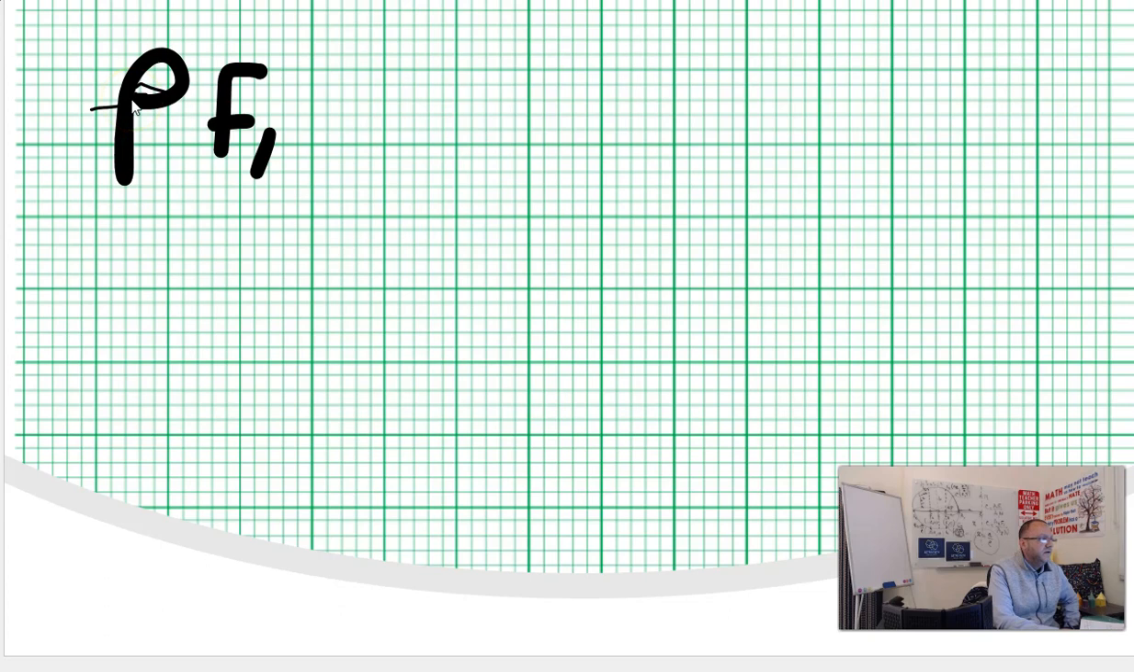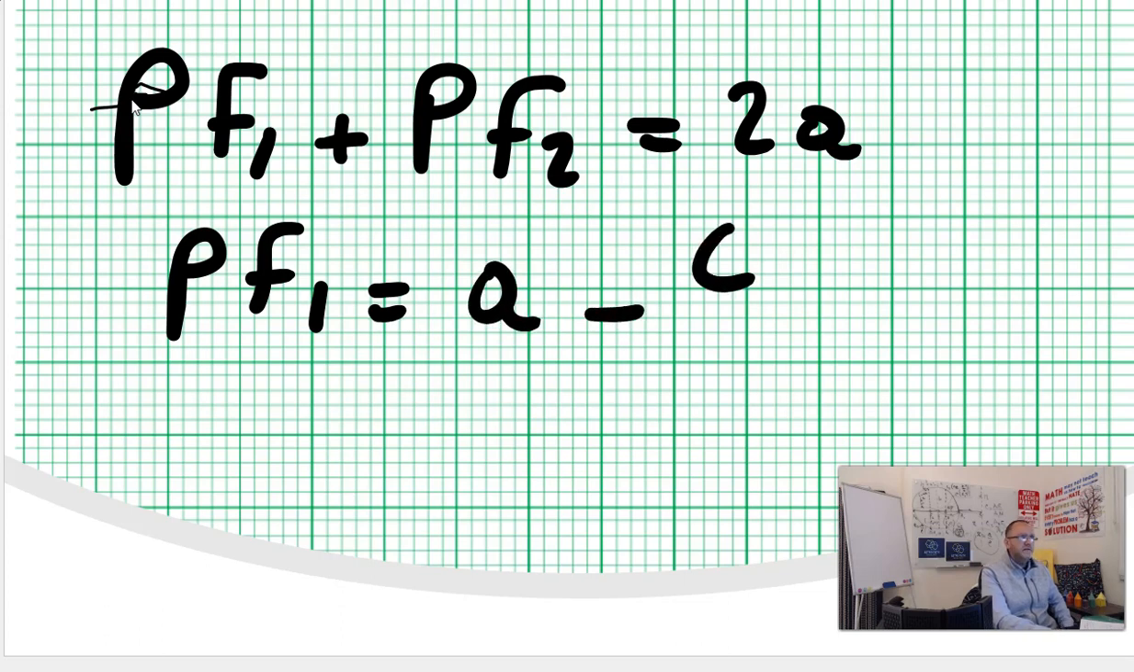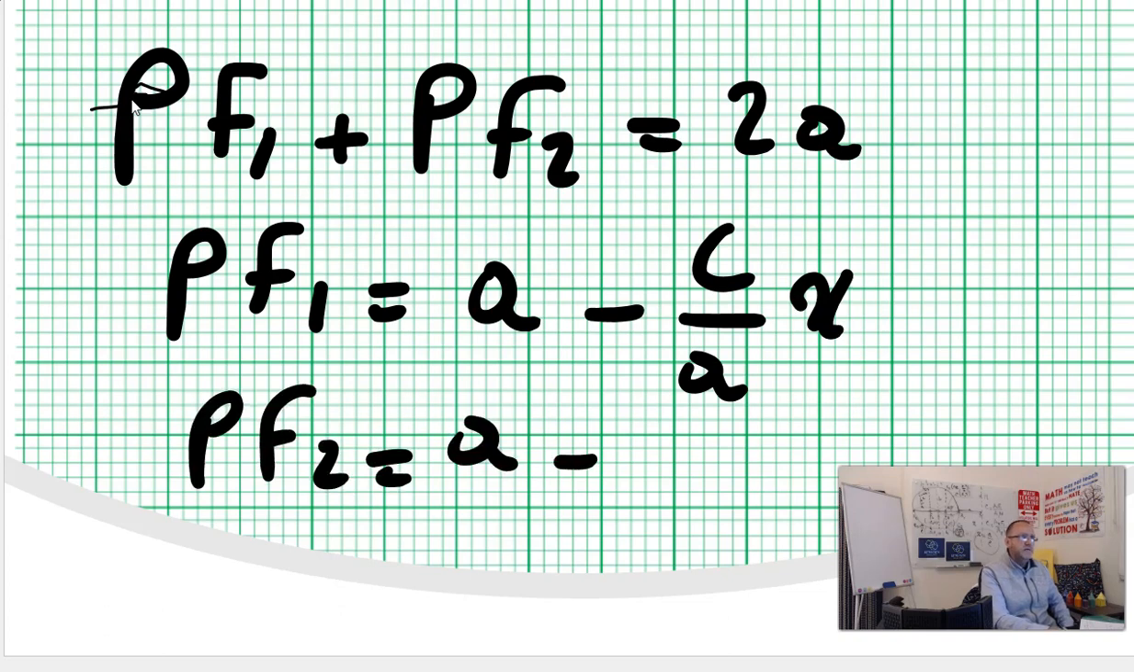One more thing in your books. You see in your books that they write this distance. Remember PF? PF1 plus PF2, or PF plus PF prime, equals 2A. They call it distance 1 plus distance 2. They have that distance sometimes, PF1 or PF2, written like this: PF1 equals A minus C over A times X, and PF2 equals A plus C over A times X. And you'll be like, huh?